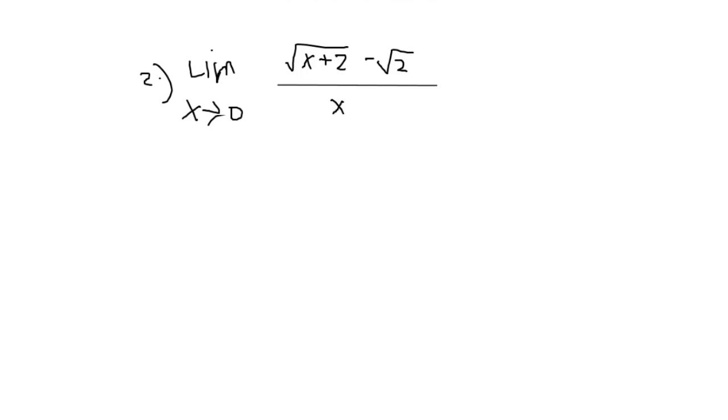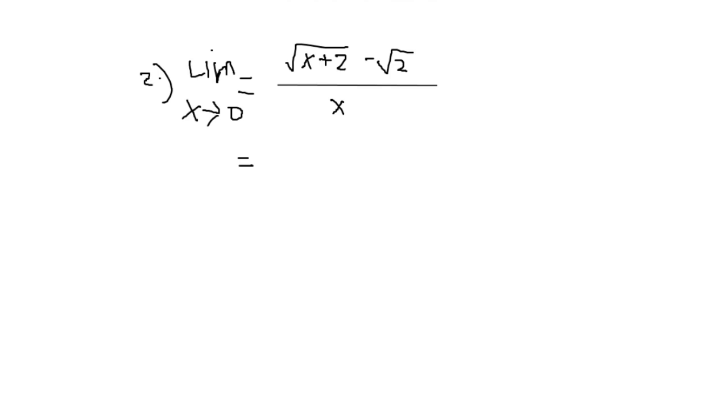So, let me just write our problem. What if we have the limit as x approaches 0 of the function square root of x plus 2 minus square root of 2, divided by x. So as you can see, we cannot just straight plug in, direct substitution. Pag pinalagay natin yung 0 sa x, we will get an undefined answer. So, ganun ang gagawin natin.